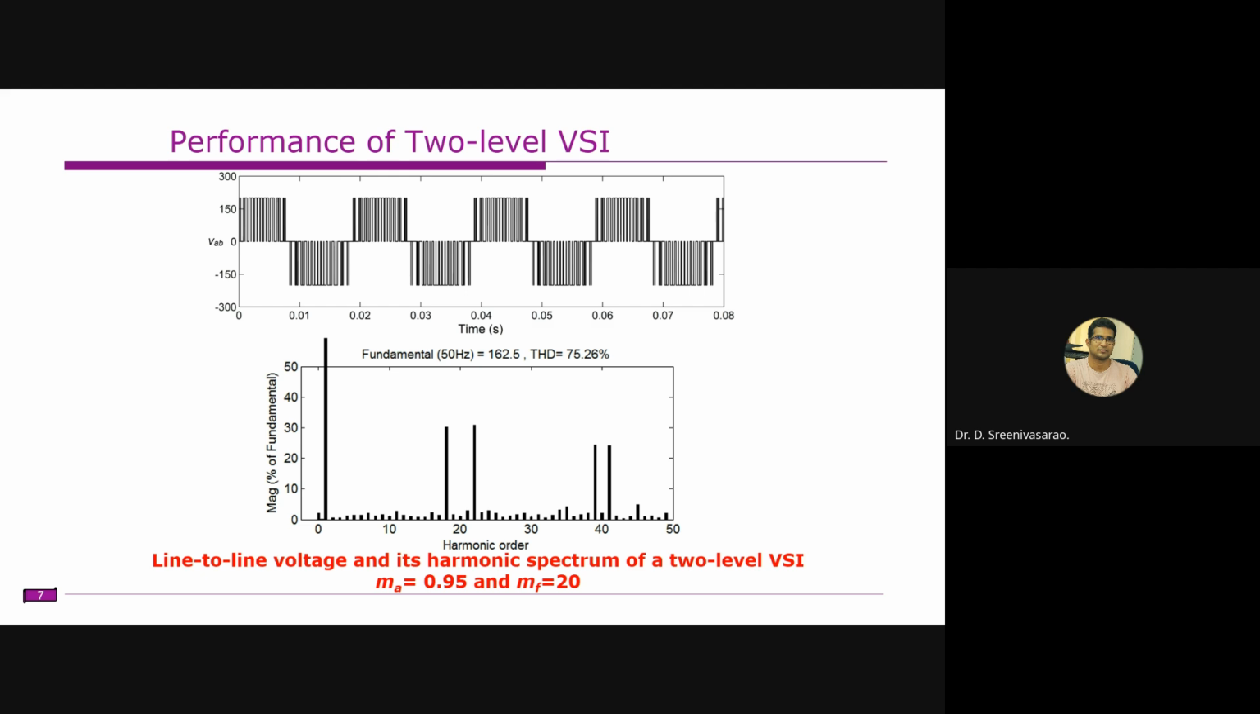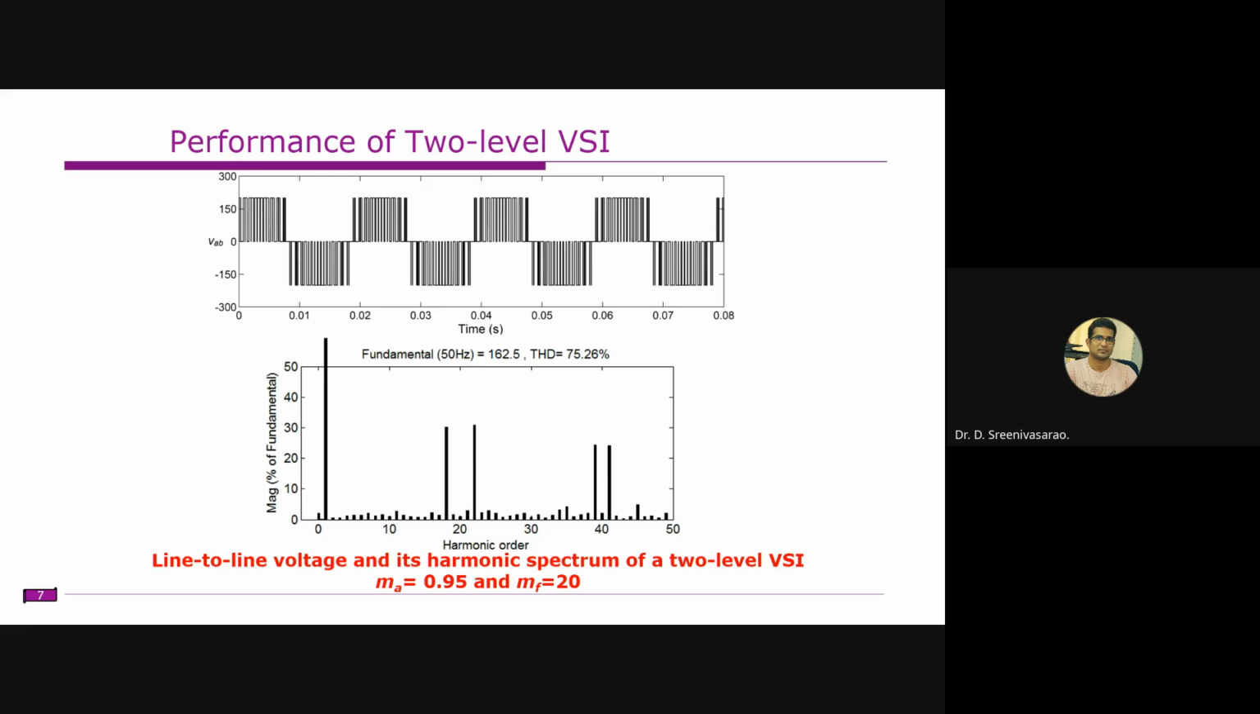Whereas if you want to use current control for the inverter, we have some methods: one is hysteresis current control and the other is triangle carrier current control. In that case the inverter acts like a controlled current source, so we can control the current flow inside the inverter. Depending on applications, sometimes we use voltage control methods, and sometimes we use current control methods.